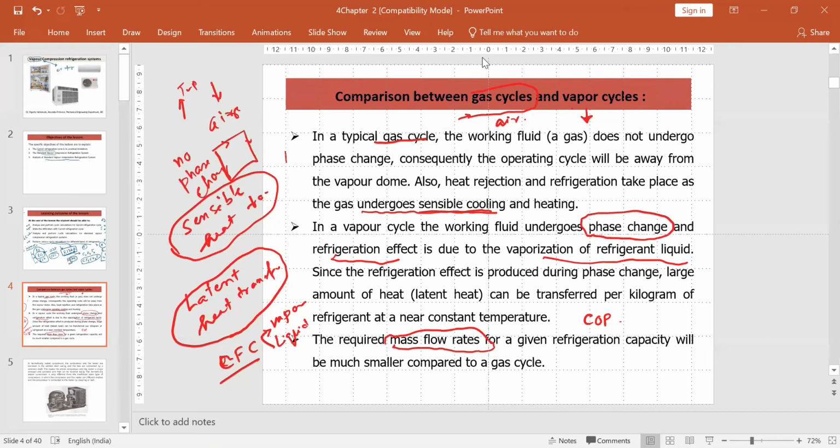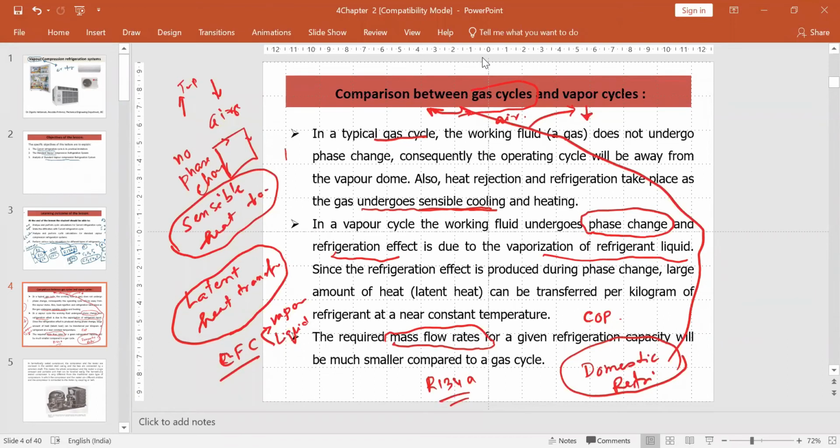Now, in your domestic refrigerator, the main cycle is the vapor compression refrigeration cycle. It is this one, where generally R134A refrigerant is used, and during this cyclic process, R134A changes its phase from liquid to vapor during the evaporation process. As a result, latent heat transfer takes place and a huge amount of heat is extracted.